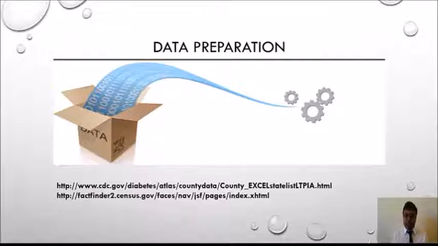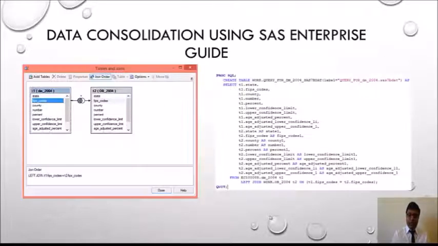Now, data preparation. This is the most important phase of any business intelligence project. We collected data from two different websites, one from the Center for Diabetes and the other from the Census. These are the links we used to download the data.